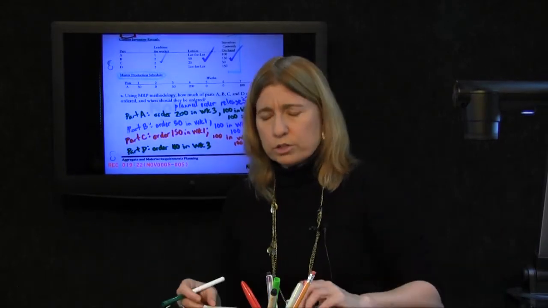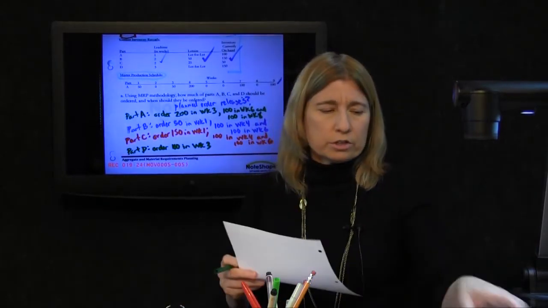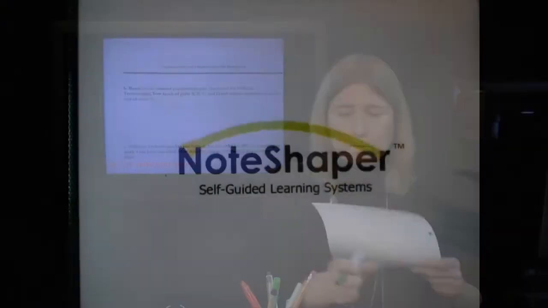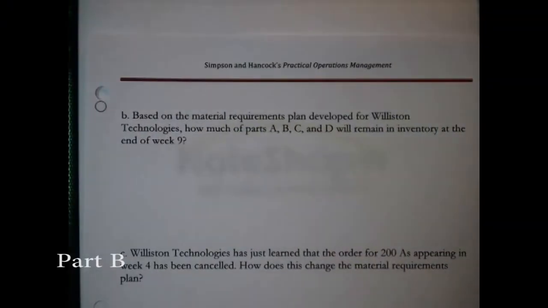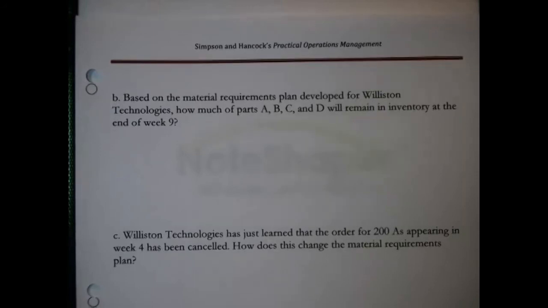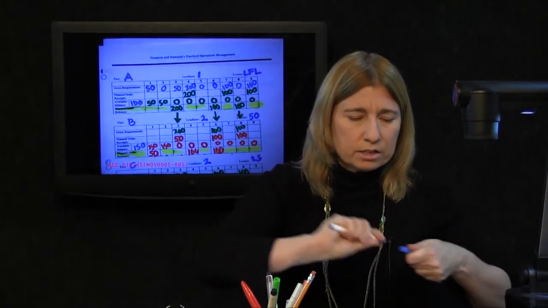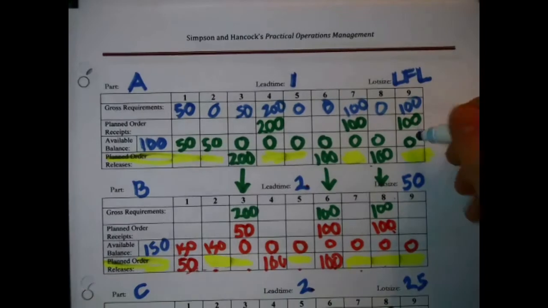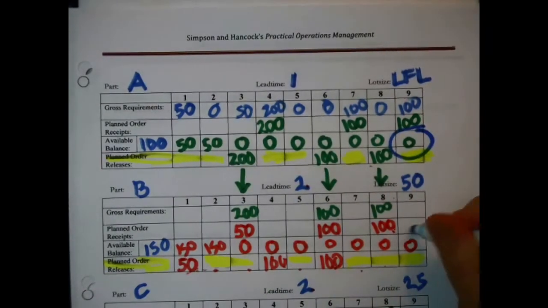What are the other questions associated with Williston Technology? Let's look. Based on the material requirements plan developed for Williston Technology, how much of parts A, B, C, D will remain in inventory at the end of week 9? Oh, that's easy to answer. That's not going to take much time because the only thing we need to do is to know where to find that.